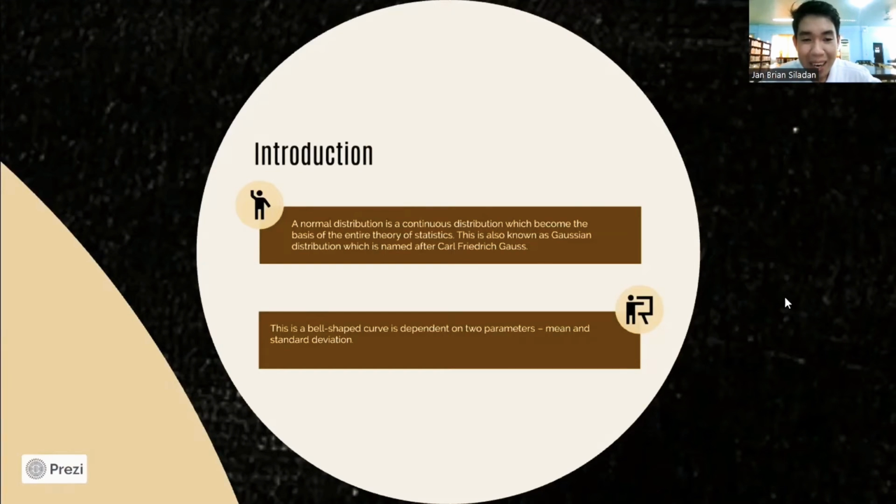Another term associated with the normal distribution is the Gaussian distribution, because it was named after the one who discovered or proposed it, Carl Friedrich Gauss. Its properties: it is a bell-shaped curve and there are two parameters, the mean and the standard deviation.